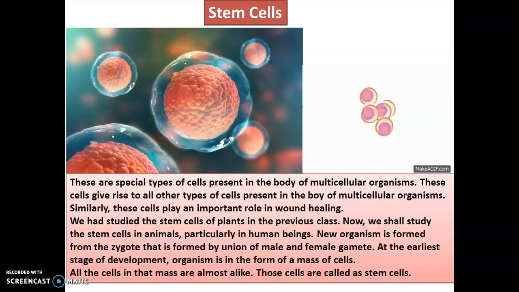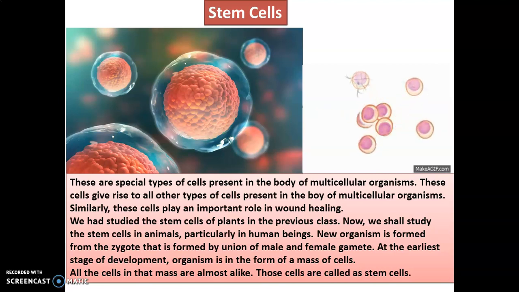Now next we begin with what is called a stem cell. Now what are stem cells? Basically, these are special types of cells which are present in the body of multicellular organisms, and these cells give rise to all other types of cells present in the body. These cells also play an important role in wound healing. We have studied the stem cells of plants in the previous standard. Now we will be studying the stem cells of animals, particularly human beings.